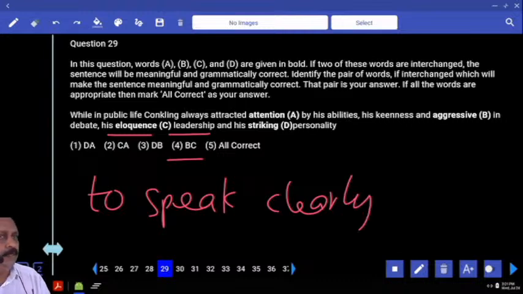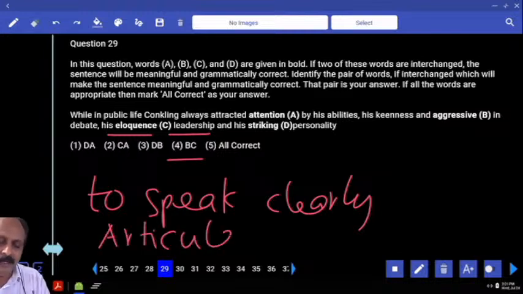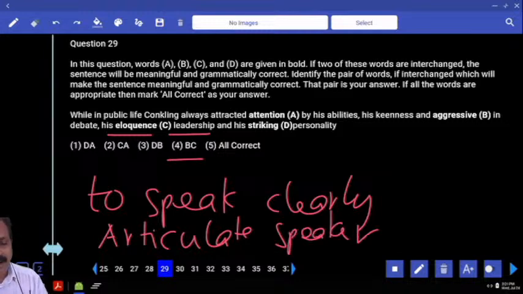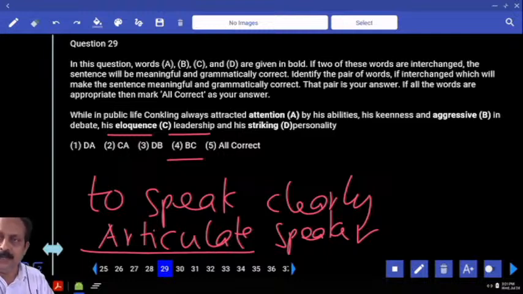To speak clearly. For that we also use another important word, right? Articulate speaker. ARTICULATE. Articulate speaker means speaks clearly. Positive word. Eloquent speaker, articulate speaker. Other words are rather easy.